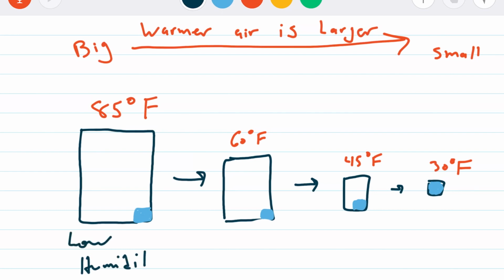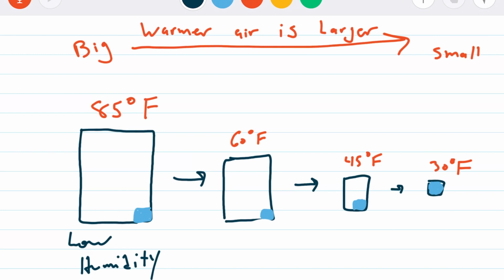This is the lowest humidity out of all 4 pictures because there's so much more room for water that the air has, and it's not filled up. So it's a really low amount of water vapor in that air. So 85 degrees Fahrenheit is the largest, has the most room for water vapor. It could fit so much more, so this is the lowest humidity.